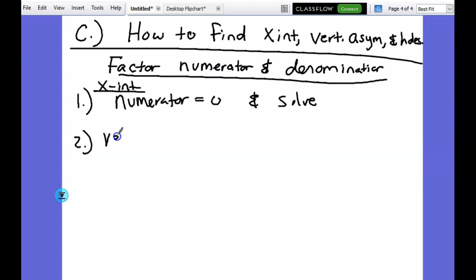To find your vertical asymptotes, you take the denominator and set it equal to 0 and solve.